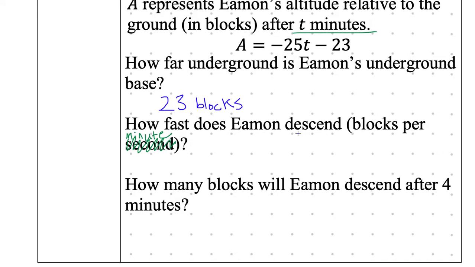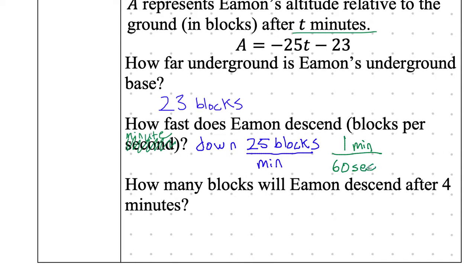Okay, so for minutes, I think that it would be negative. He would go down 25 blocks per minute because T is the variable for minutes and 25 is the coefficient. But in seconds, I don't know if this is correct, but I think that in 1 minute there is 60 seconds, so you'd have to divide 60 by 25, which simplified would be 12 over 5. So I think it'd be 2.2 blocks per second. Yeah, so I'm just showing the work.